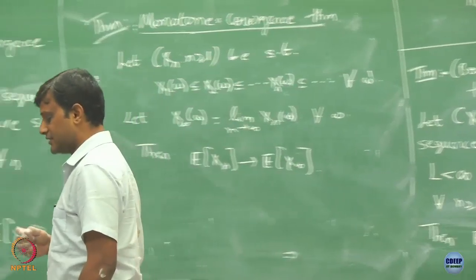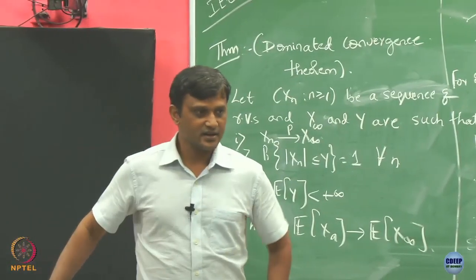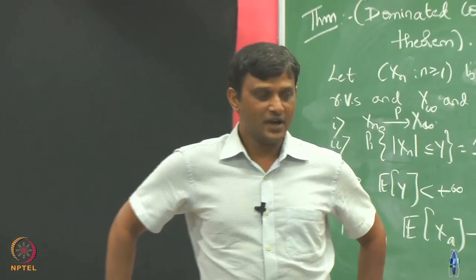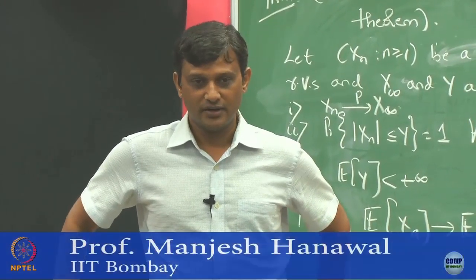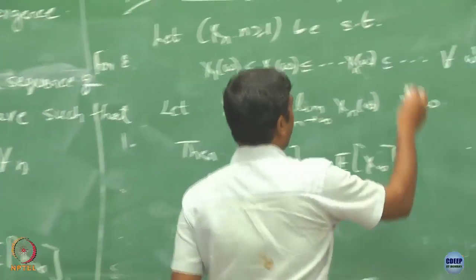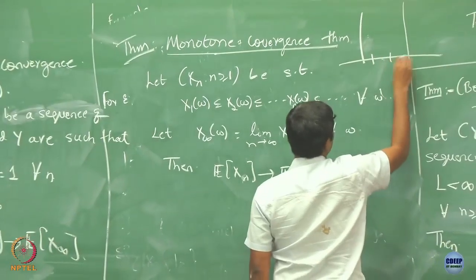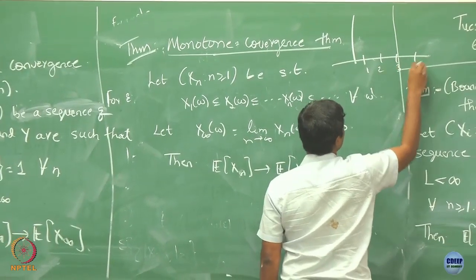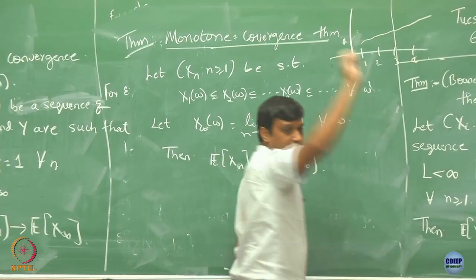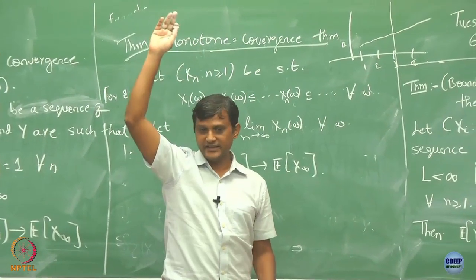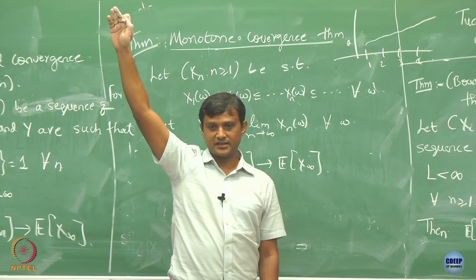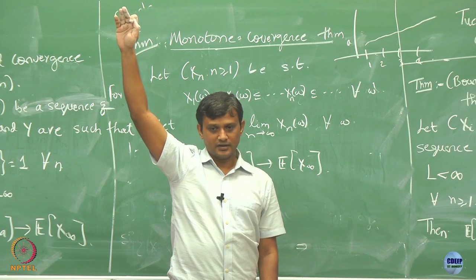So any sequence which is monotonically increasing necessarily converges, right? Either to a finite value, or the limit could even be unbounded. At least it does not diverge, right? So let's say these are a1, a2, at 1, 2, 3, 4, like that, and this is my sequence. If my sequence is increasing, either it blows up and goes to infinity, or it saturates at some point. So it always converges.